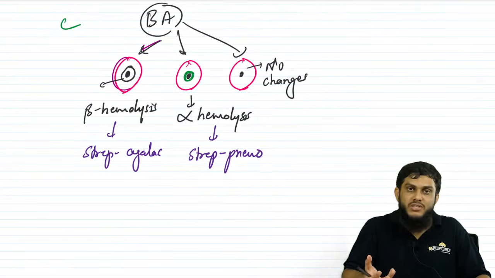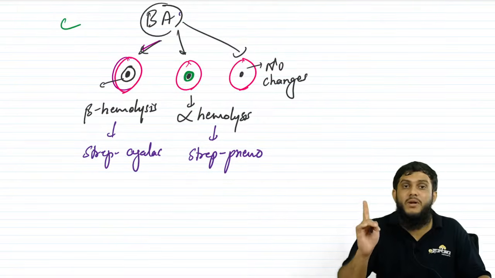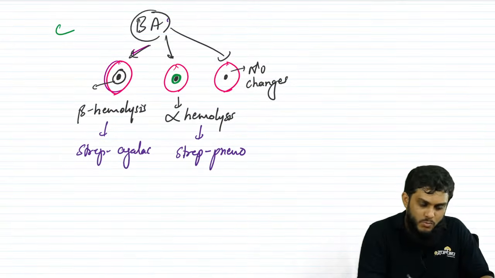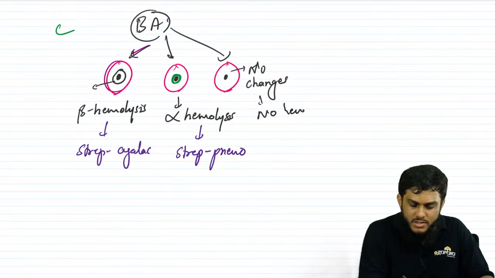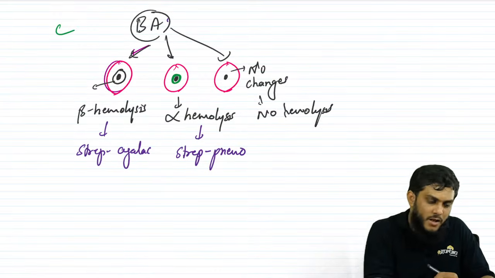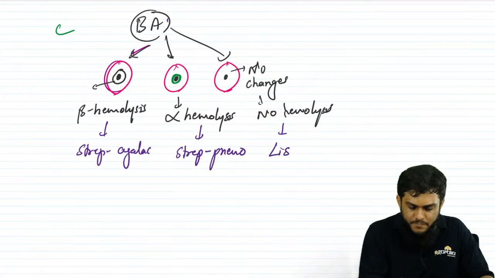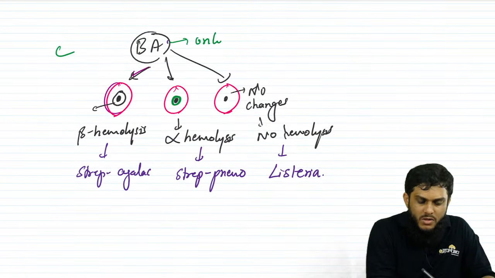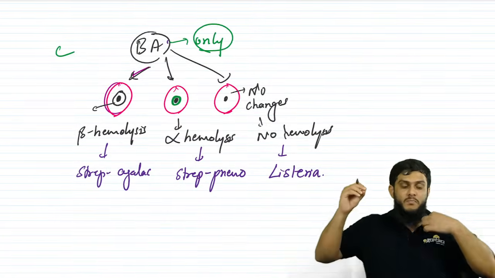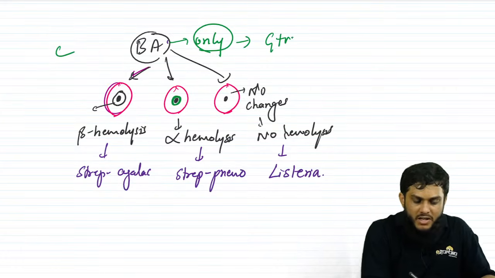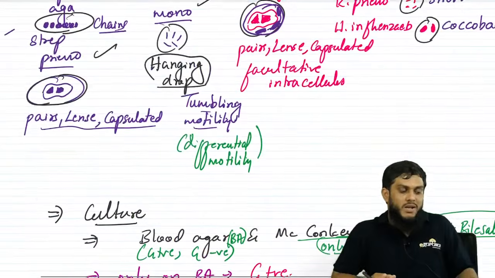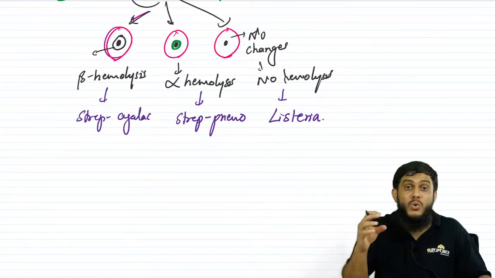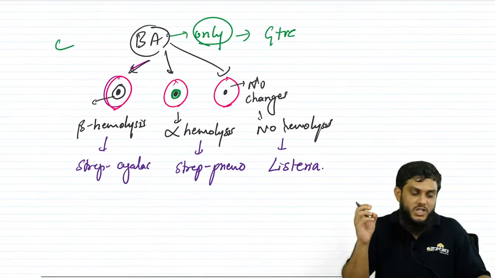And if you see no changes, gram positive, growing only on blood agar, no changes means no hemolysis. Then we can think of Listeria. Once again, growing only on blood agar means gram positive. If it is gram positive, there are three possibilities: agalactiae, pneumoniae, and Listeria. This is how we can differentiate them, by looking at the morphology of the colonies on the culture media, that is, on blood agar.